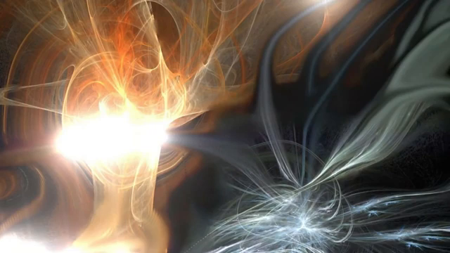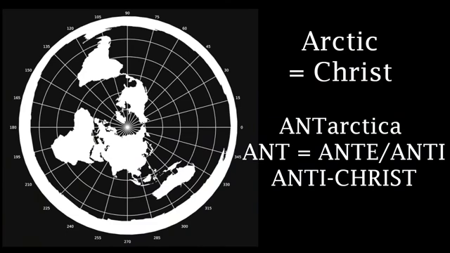It also symbolizes the continual dance between good and evil. The good being the Arctic North Pole and the evil being Antarctica. The "ant" prefix of Antarctica is precisely the same prefix used to signify opposition and being against. The Arctic is Christ, and Antarctica is the Antichrist.